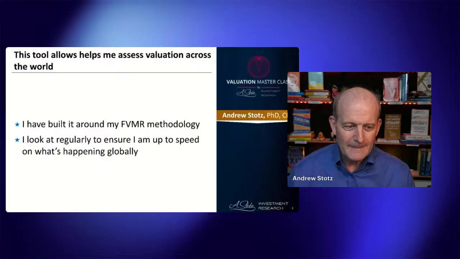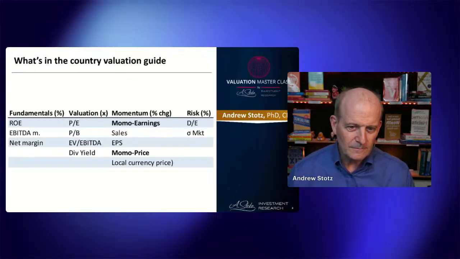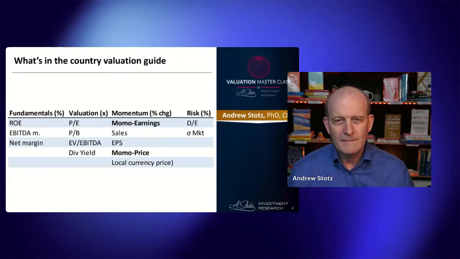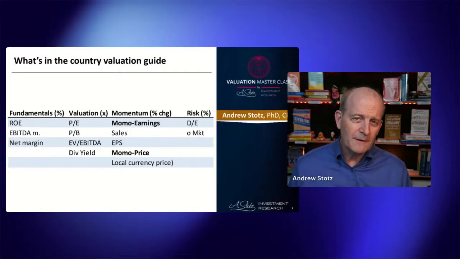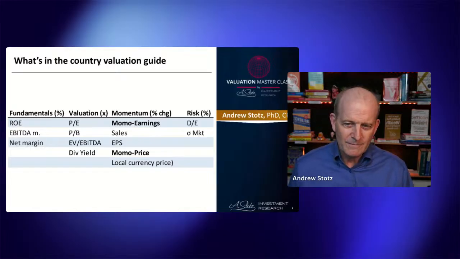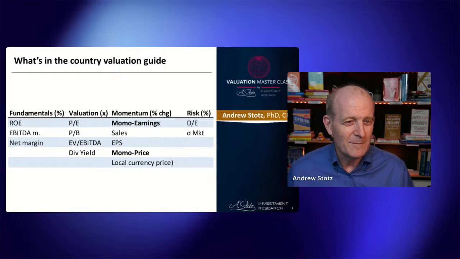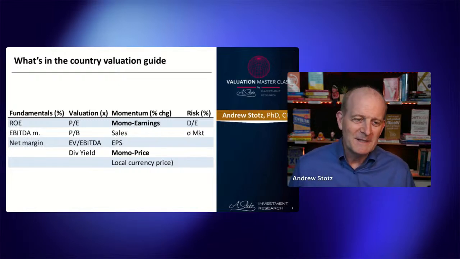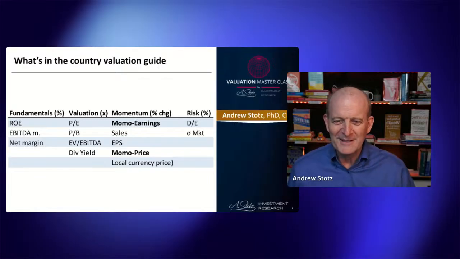So now let's go to the next section. In the table, you're going to see it broken down by FVMR. Under fundamentals, you're going to see the ROE, the EBITDA margin, and the net margin. So EBITDA, you could say, is kind of operating margin, and net margin. Some people call EBITDA cash flow, but that's a whole other discussion.